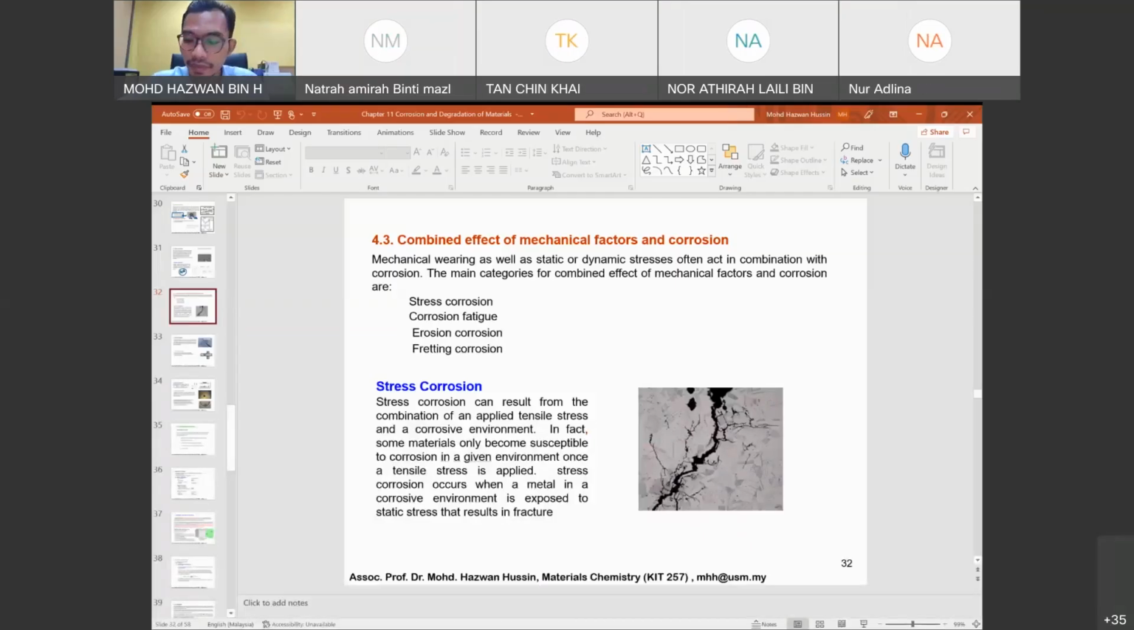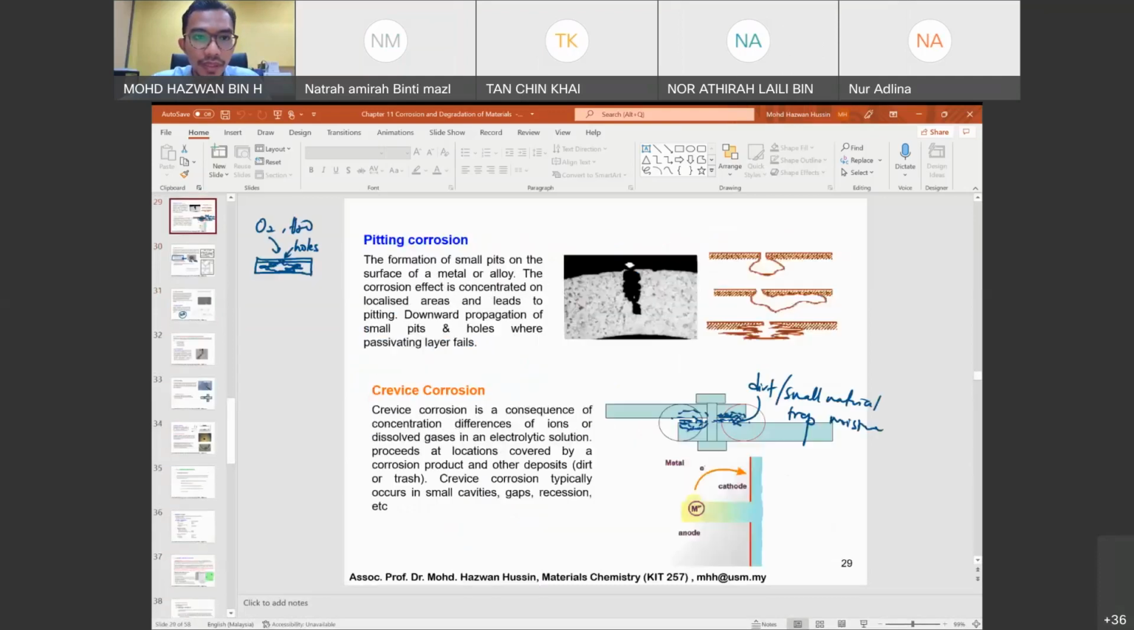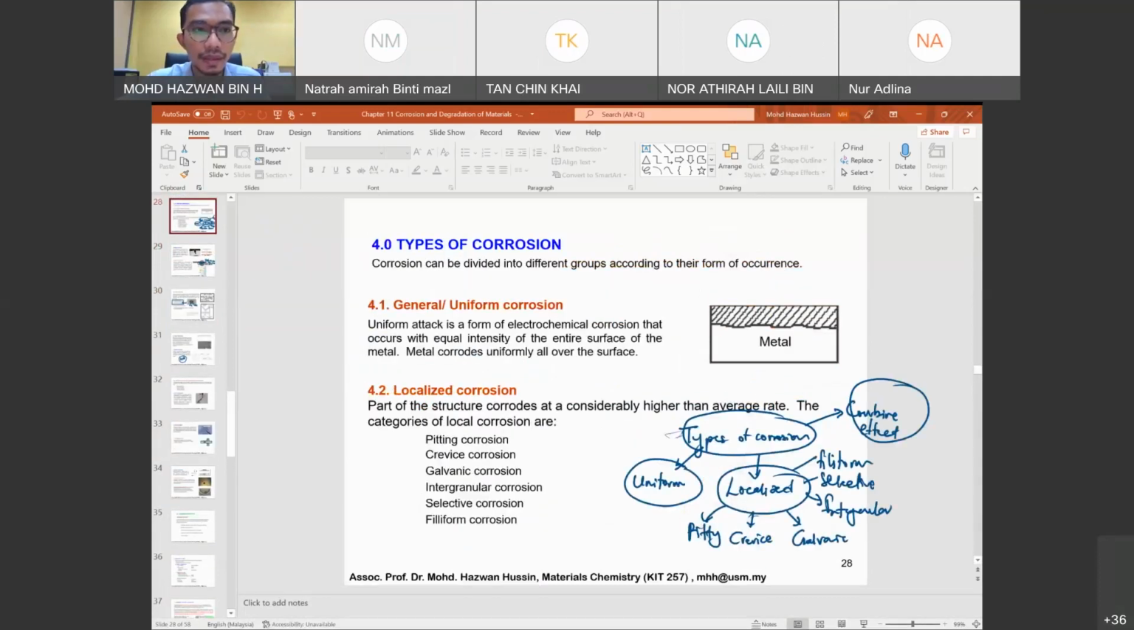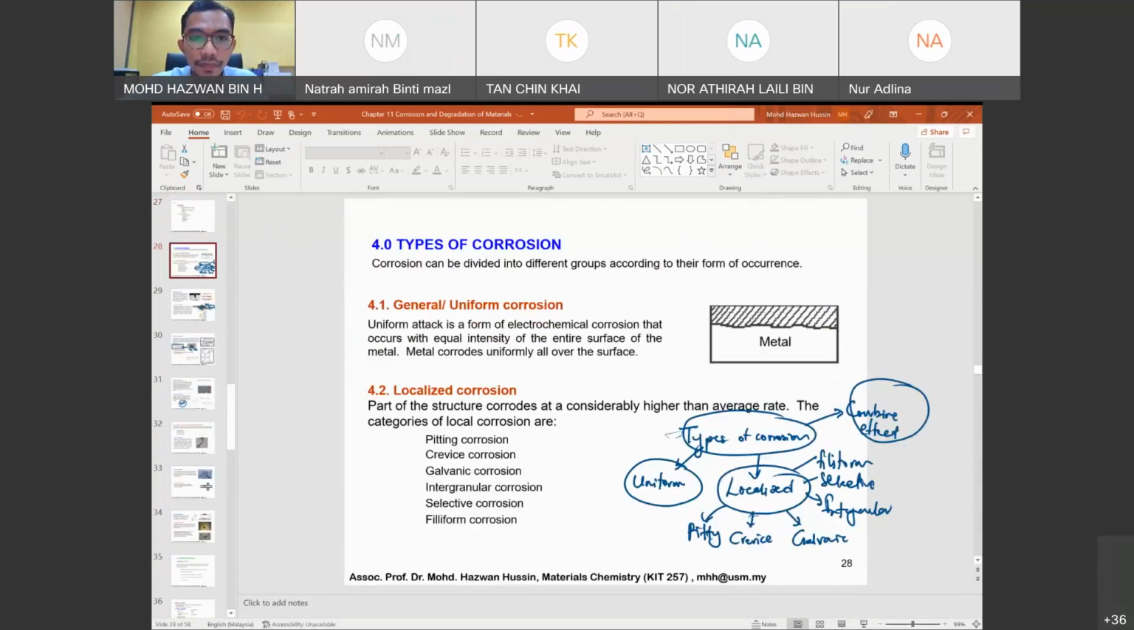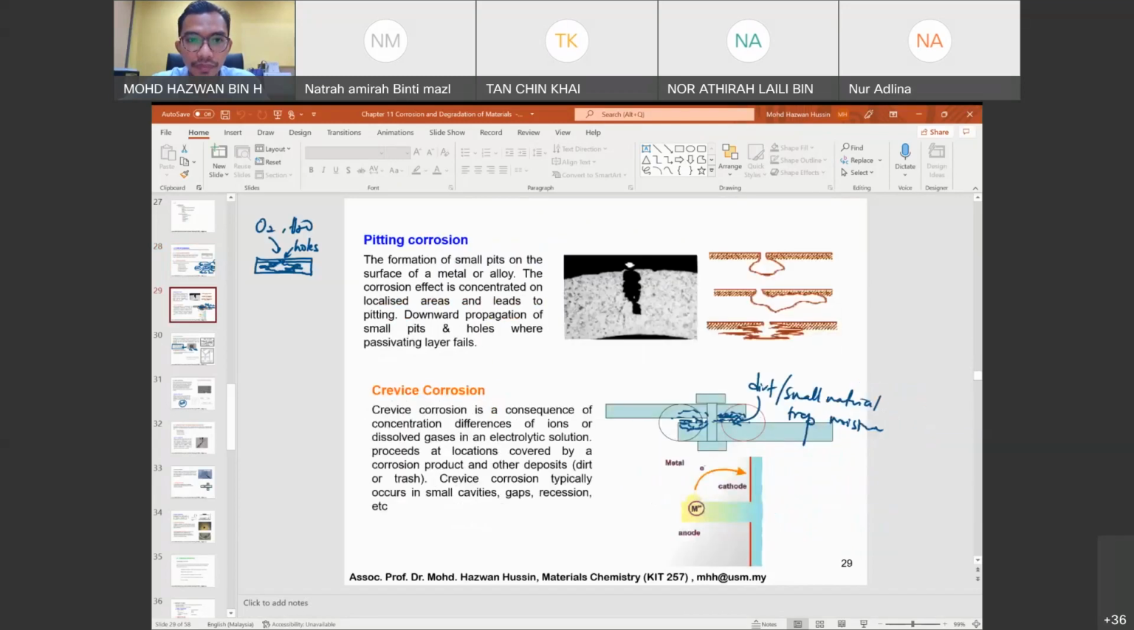Well, basically, we have looked into different types of corrosion before we ended our lecture last week. We have looked into general corrosion. This is one of the easiest, or the most available types of corrosion that you can see around you. And after that, we have localized corrosion. For localized corrosion, we have pitting corrosion, crevice corrosion, galvanic corrosion, intergranular, selective, and filiform corrosion.